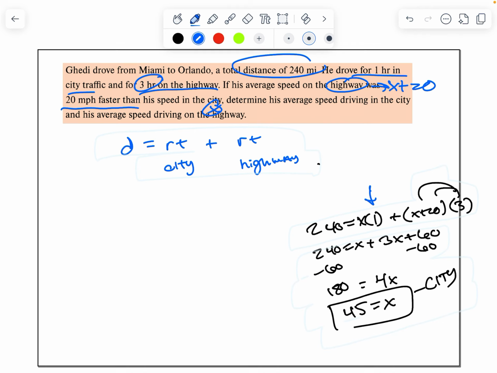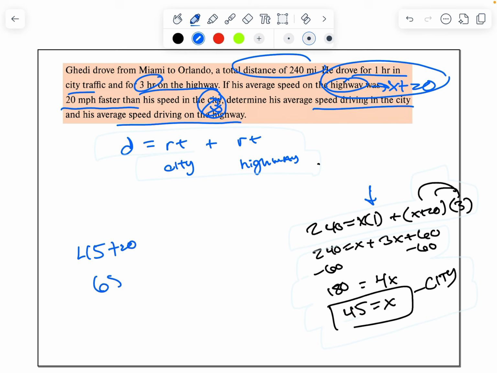And here we get 45 equals x. See that I noted that that was city driving, because we said x was city. This problem wants us to find his average driving speed in the city and his average speed on the highway. We have the city driving. To find the highway, we said highway driving is x plus 20, so 45 plus 20. That means 65 was his speed on the highway.